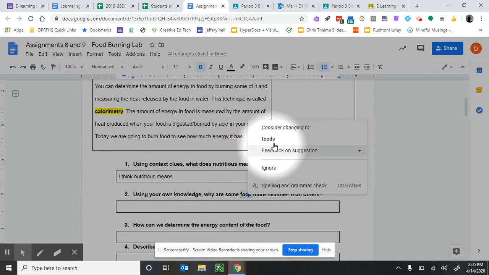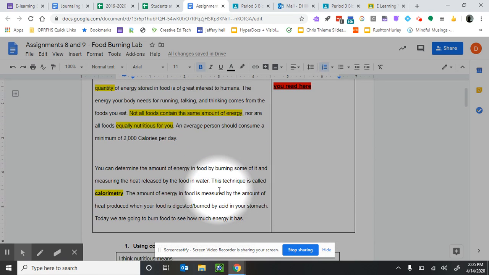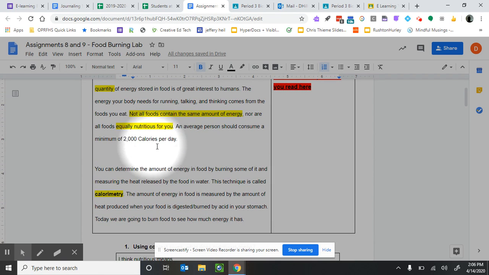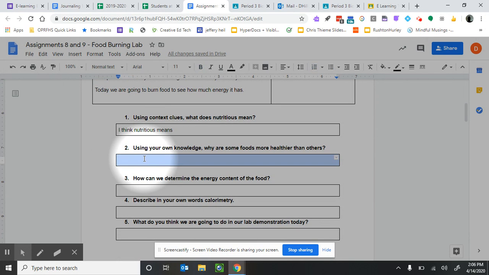Question number 2. Why are some foods more healthier than others? Using your own knowledge, why are some foods more healthier than others? Think about the types of foods and what they're made out of to help you answer this question.